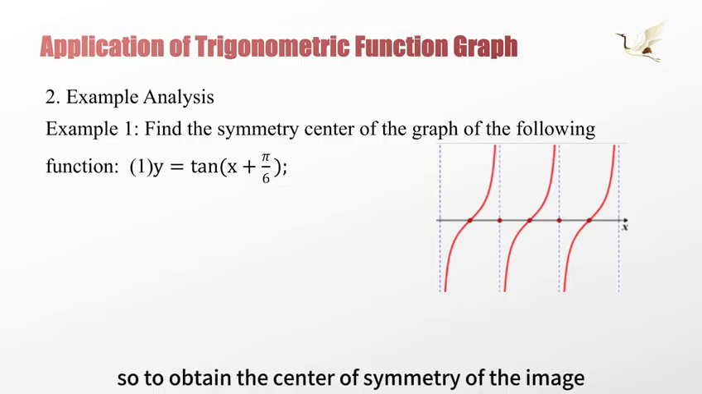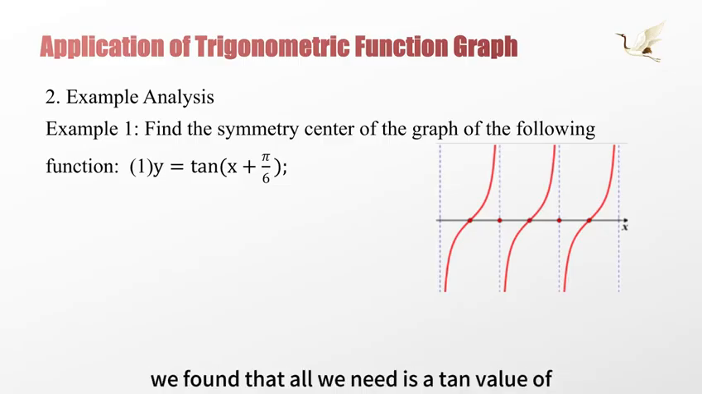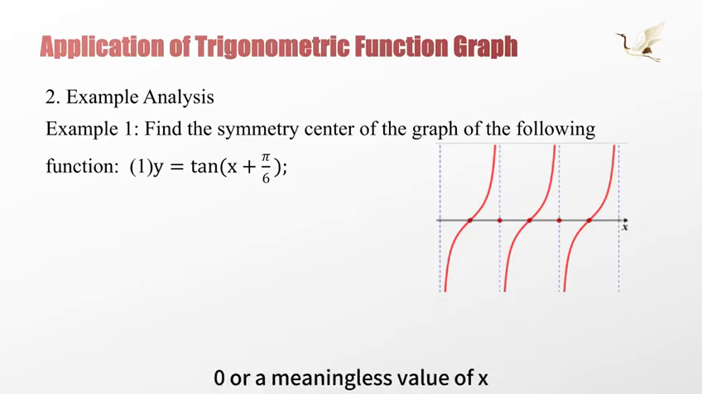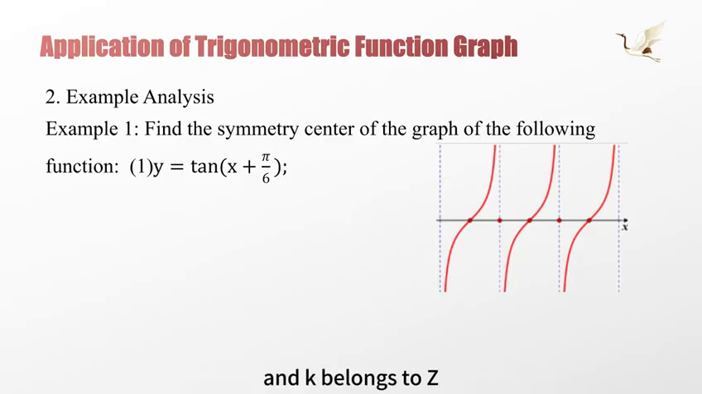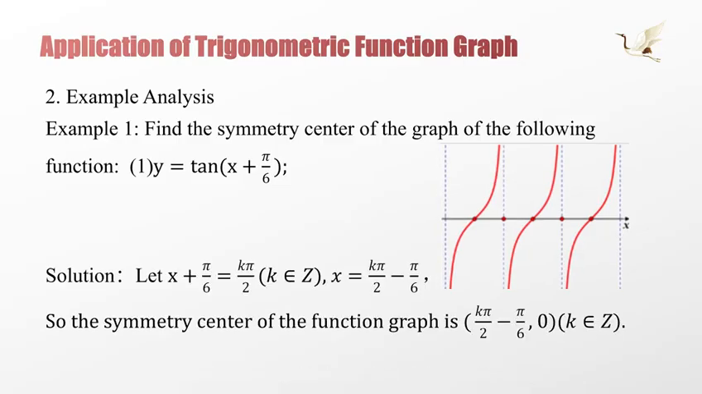So to obtain the center of symmetry of the image, we found that all we need is a tangent value of 0 or a meaningless value of x. That is to say, we need to make x plus 1/6 of pi equal to half k pi, and k belongs to Z. The answer process is as follows.